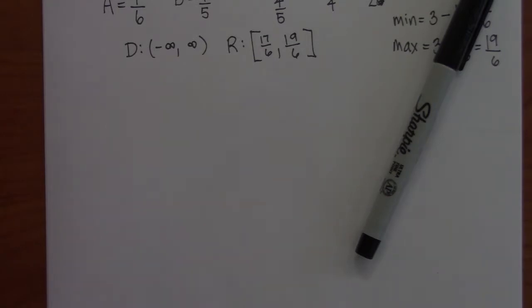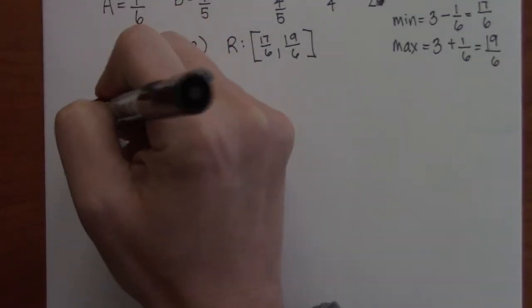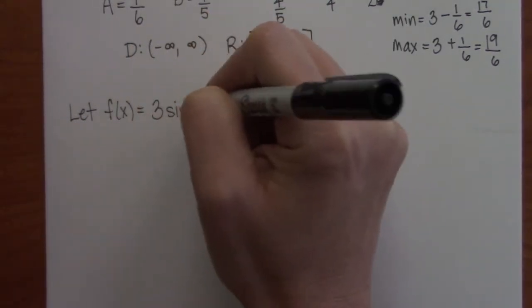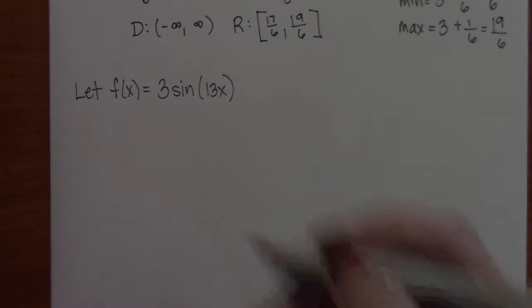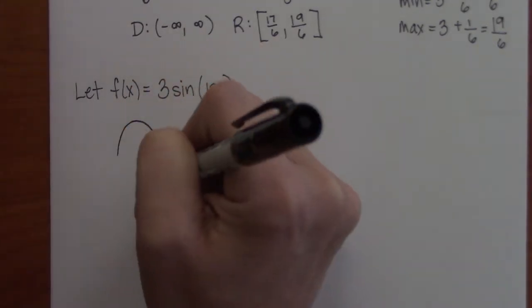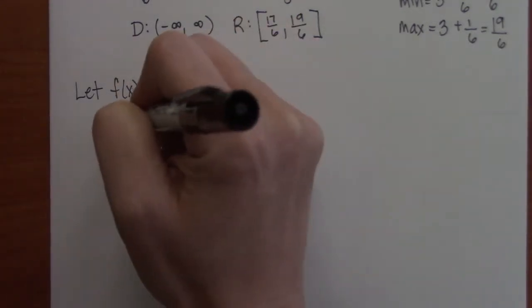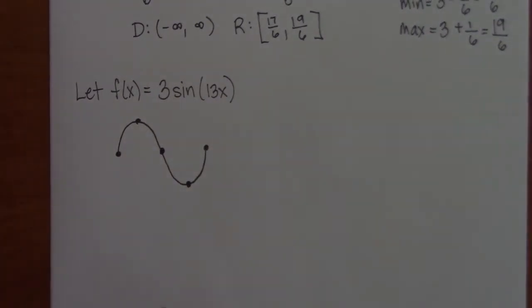So let's look at an equation and see how to find these points. If I let f of x be 3 sine of 13x, it's a sine wave, and since sine usually starts at its midpoint, if I draw one period of the wave, it's going to look like this. And these are the 5 points that I want to find and put into ALEKS.